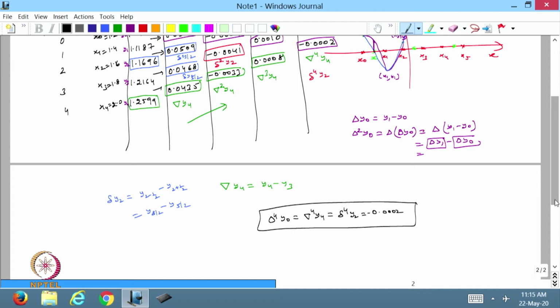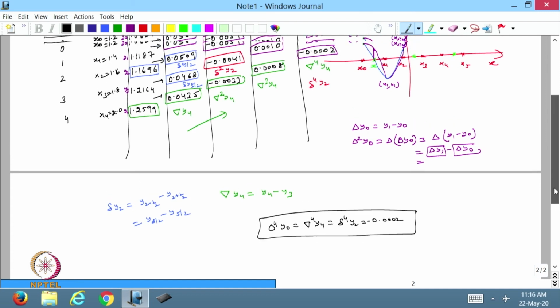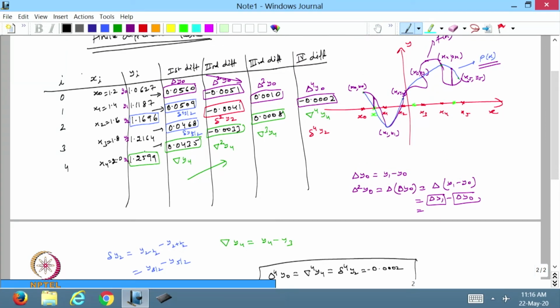So, that is also the verification that if we have 5 data points, then the fourth difference will be a constant value and the fifth difference will be 0. That is also one of the verifications we can do. So, basically we can make the difference table whenever some data values are given to us, and based on these values we want to approximate the value at any x.